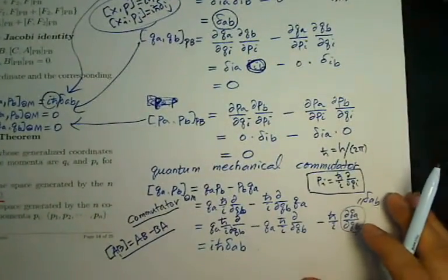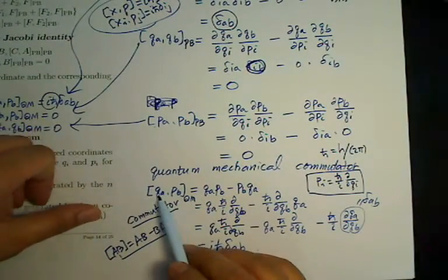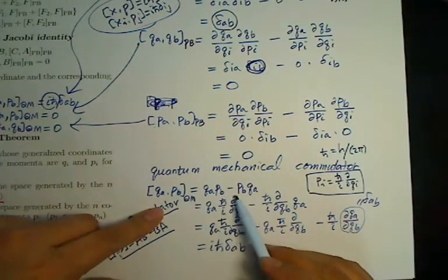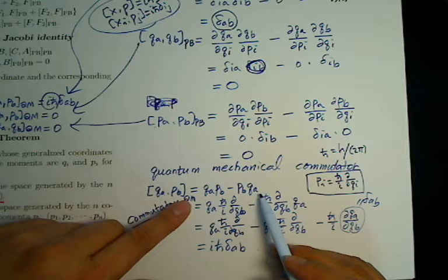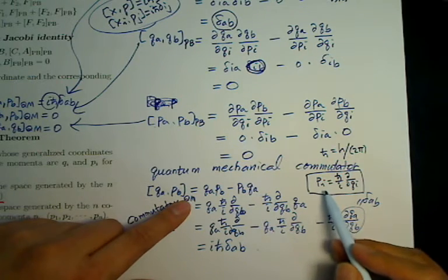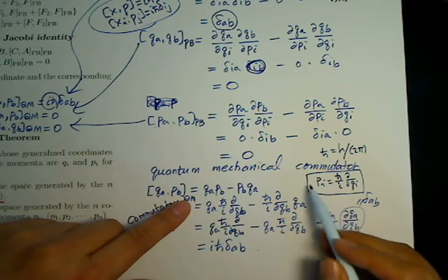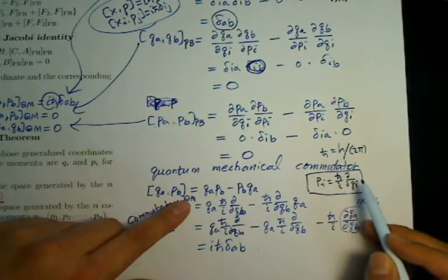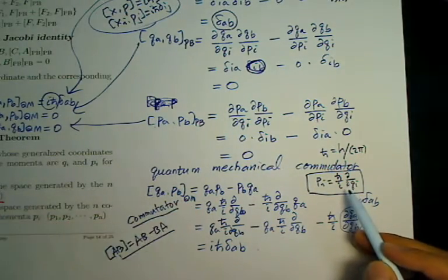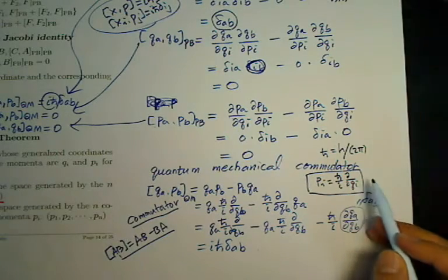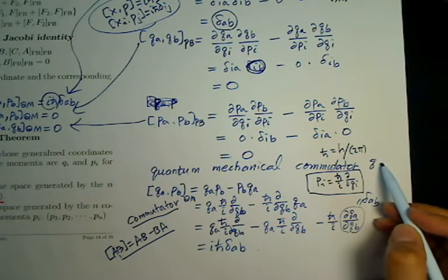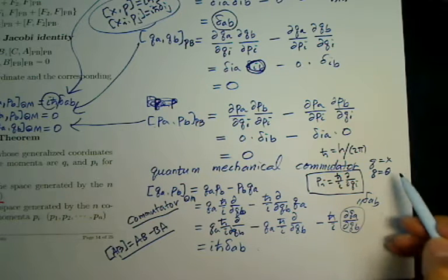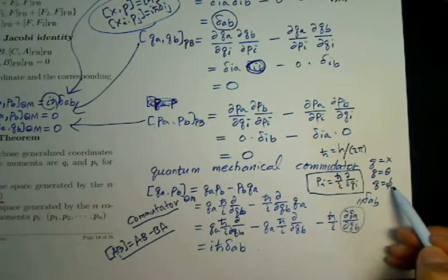Let's check the quantum mechanical commutator [Q_A, P_B], which is Q_A P_B minus P_B Q_A, right? The P_i will be replaced with h bar over i times the derivative with respect to the coordinates, right? Q doesn't have to be x. Q may be theta, or Q may be phi, something like that.